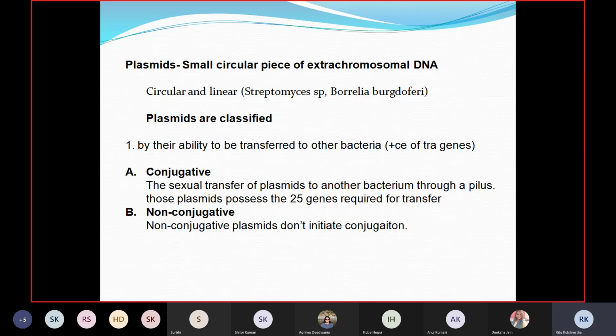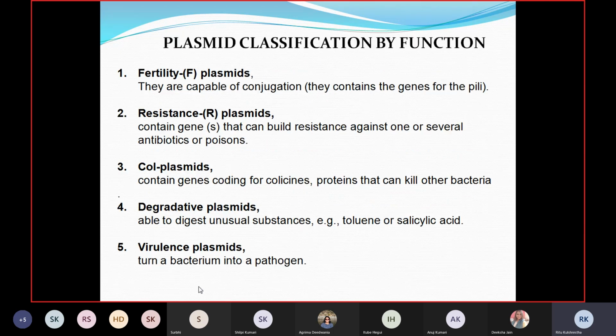Yeah, I'll come to that about the host range. In some cases, you may want a broad host range also, but generally they should be non-conjugative in nature. Then plasmids can also be classified on the basis of functions, and in that scenario, I'm sure you know all of these terms which are mentioned here.